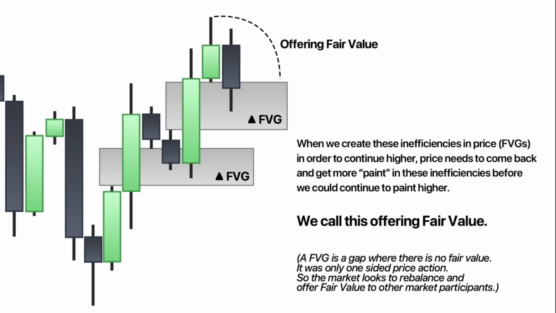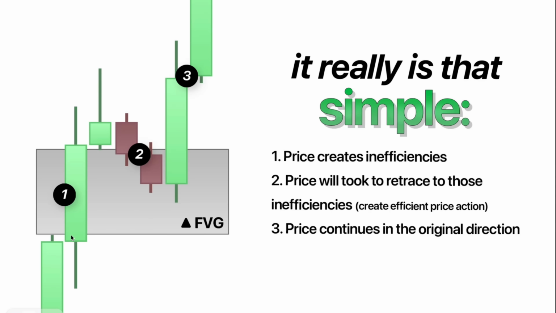We call this offering fair value because a fair value gap is a gap where there is no fair value. It was only one-sided price action. So the market looks to rebalance and offer fair value to other market participants. And it really is as simple as that. Price creates inefficiencies. Price will look to retrace to inefficiencies to create efficient price action, and then price can continue in the direction that it was on.